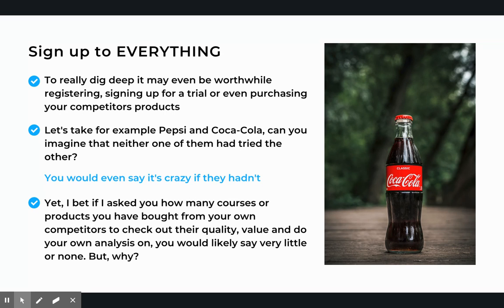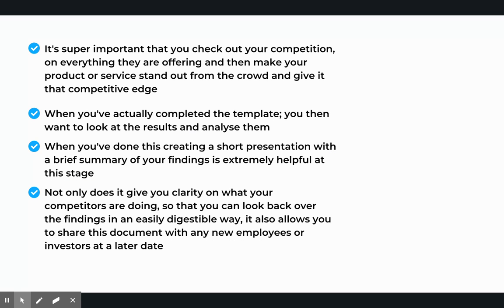Another example that I want to provide is Apple. Apple are actually always the last people to bring out new technology. What they do is they sit and watch the market and their competitors launch their product and look at what the feedback is. And then they're analyzing all of that feedback. So when they launch their product, it's the one that has had the most user testing, the most user feedback. They understand what their audience wants because they've sat and watched what their competition are doing. It's super important that you check out your competition on everything they are offering and then make your product or service stand out from the crowd and give it that competitive edge.